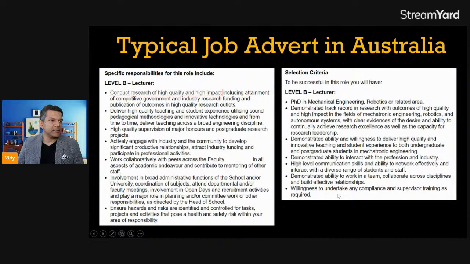And the last one is willingness to undertake compliance. So this is okay. This is not relevant. Now the specific responsibilities. This is what you would be required to do if you get selected for this position. So what you need to do? What would be your responsibilities as a lecturer?